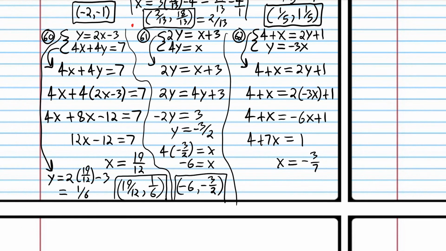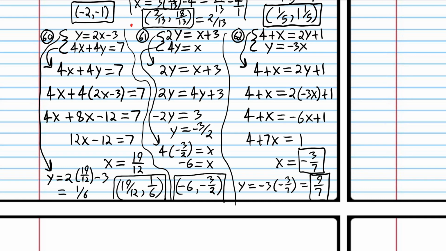Now we're going to use the other equation. I should have made an arrow for that one. So y is equal to negative 3 times the x value, which is negative 3/7, and that just equals positive 9/7. And we don't have room to write the ordered pair, so I'm just going to leave the answers like that. So x is negative 3/7 and y is 9/7.